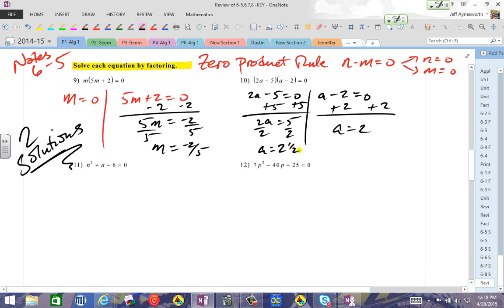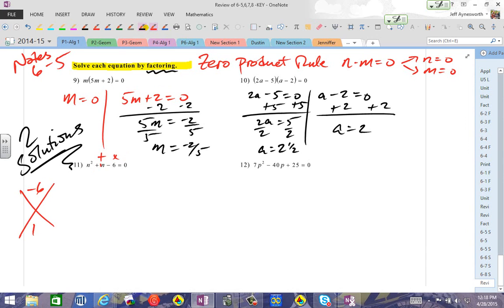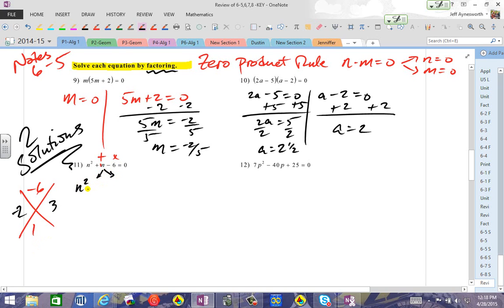Now we're still solving by factoring, right? So let's play the factor game. What 2 numbers multiply to negative 6 and add to 1? Factors of 6 are 2 and 3, but one of them has to be negative. So let's make the smaller one negative to get a positive 1 down here. And we're going to split the middle term. So n squared minus 2n plus 3n minus 6 equals 0.